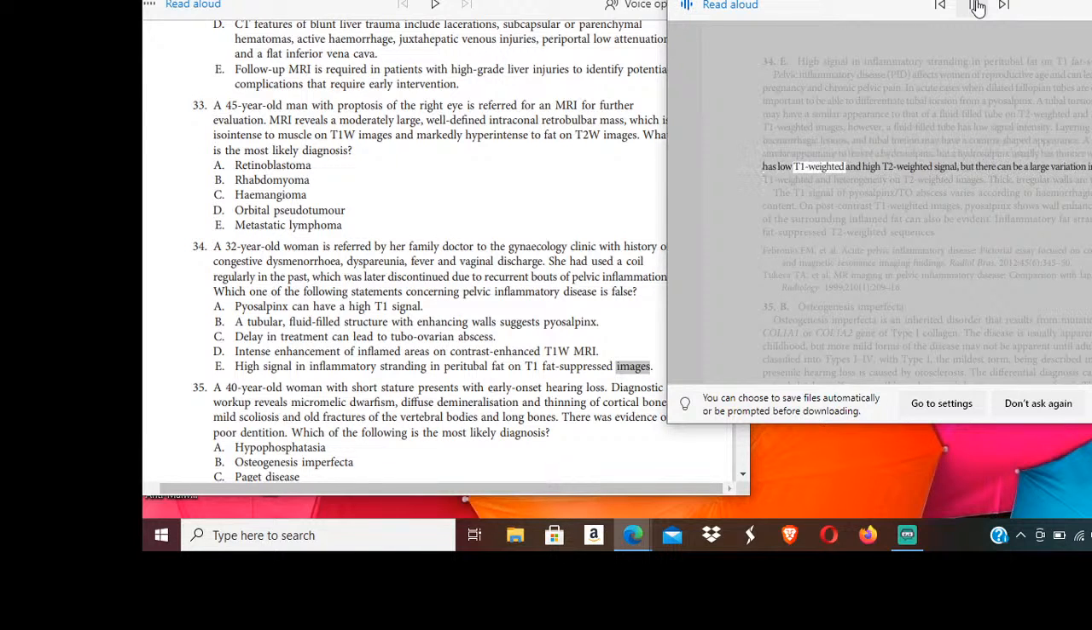An abscess usually has low T1 weighted and high T2 weighted signal, but there can be a large variation in the signal intensity on T1 weighted and heterogeneity on T2 weighted images. Thick, irregular walls are typical of abscesses. The T1 signal of pyosalpinx or abscess varies according to hemorrhagic or proteinaceous content.